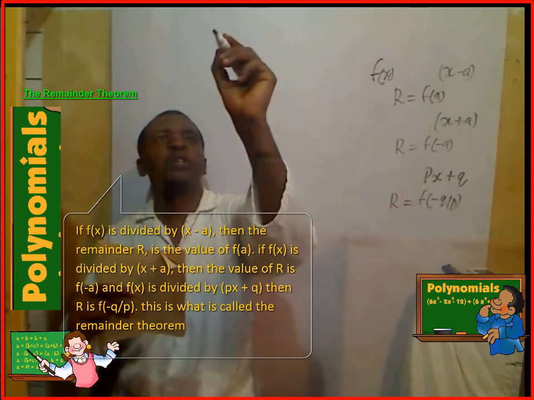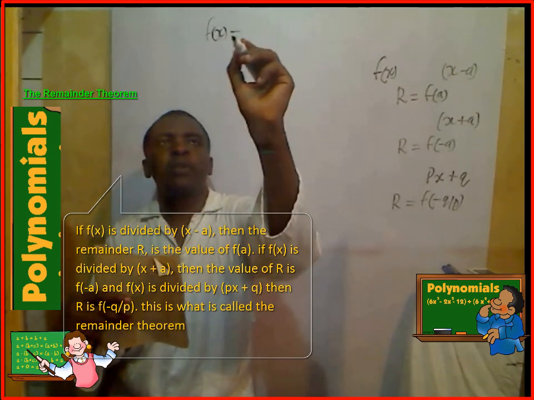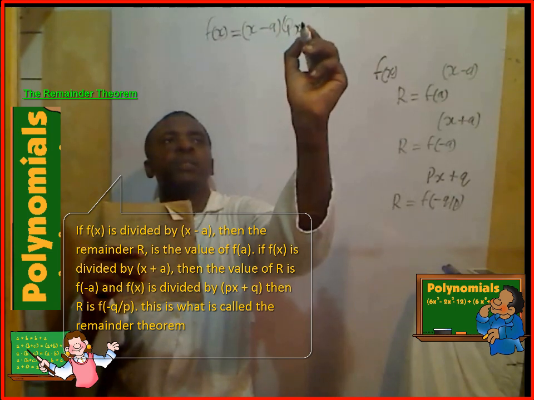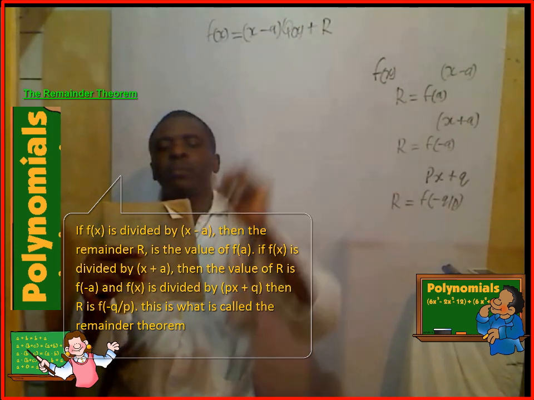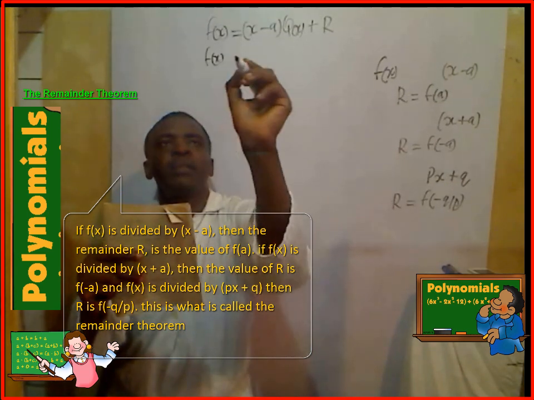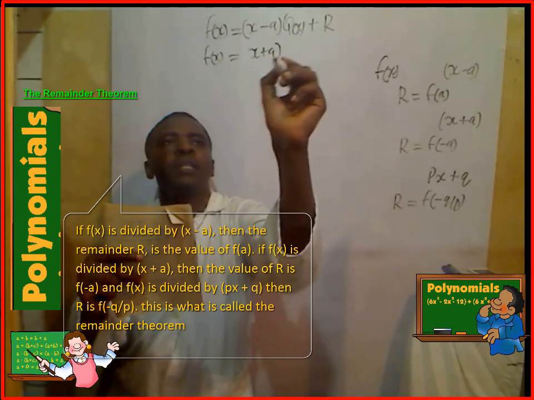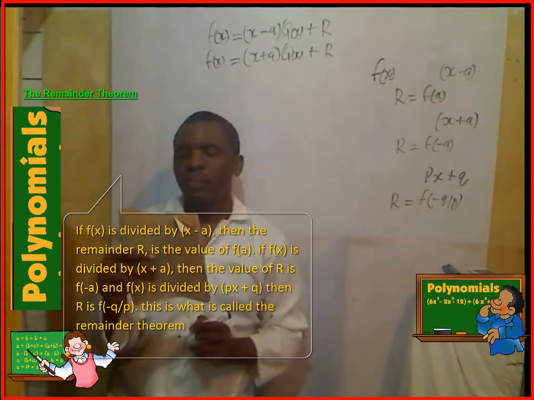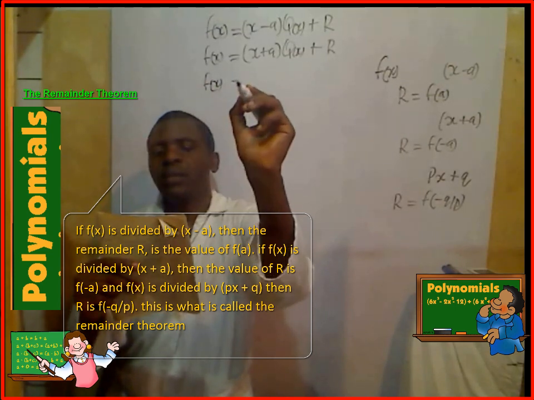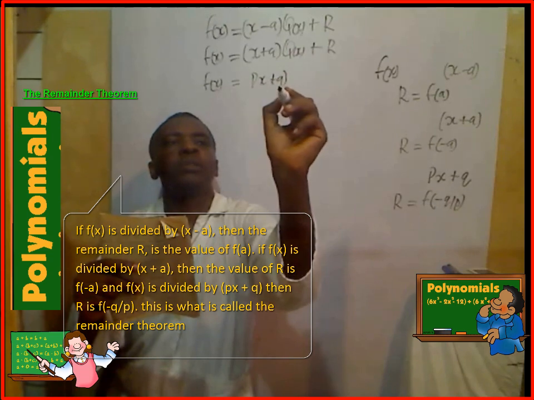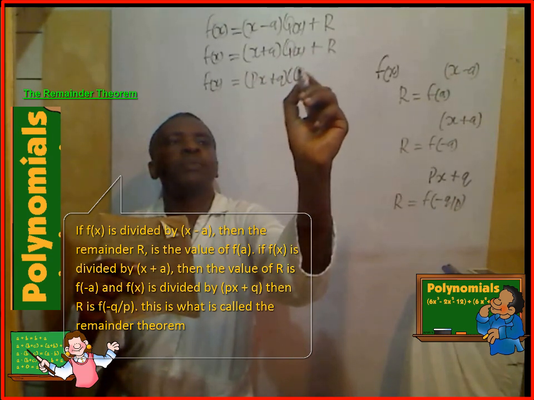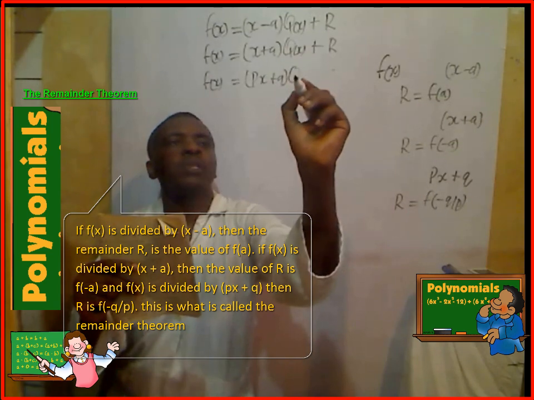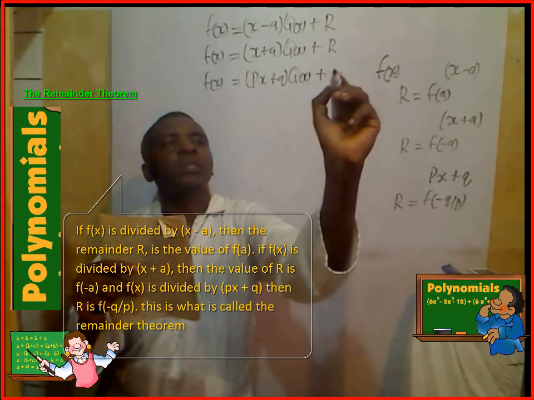We know that our polynomial f of x is equal to x minus a times the quotient plus the remainder, or f of x is equal to x plus a times the quotient plus r, or we have f of x is equal to px plus q times the quotient plus r.